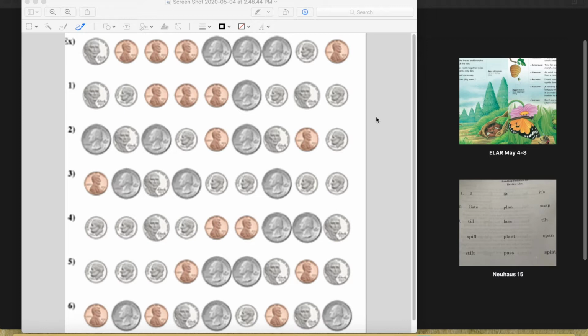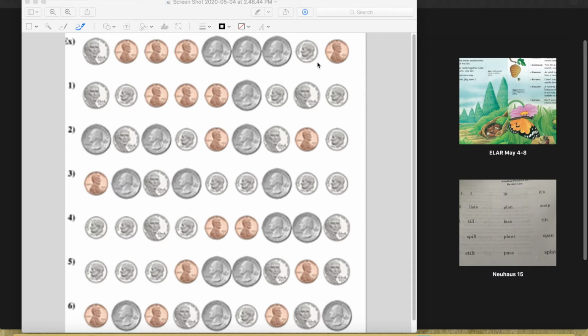All right, so if we look at our sheet of coins here, we're going to see four different coins. So you have your nickel, which represents 5 cents. You have your penny, which represents 1 cent. Quarters, which represent 25 cents. And then you have your dimes, which represent 10 cents. Okay?